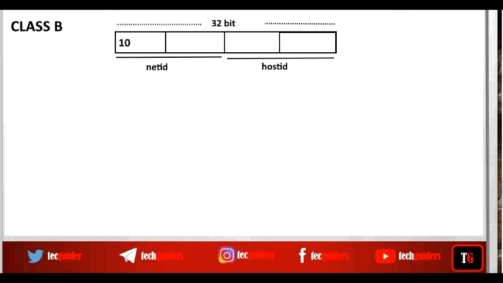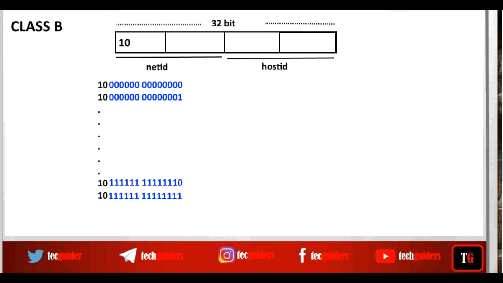Among them, the first 2 bits are fixed. With the remaining 14 bits, there are 2^14 possible combinations from all zeros to all ones. Hence, there are 2^14 possible Class B networks. And within each network, how many hosts can be addressed?